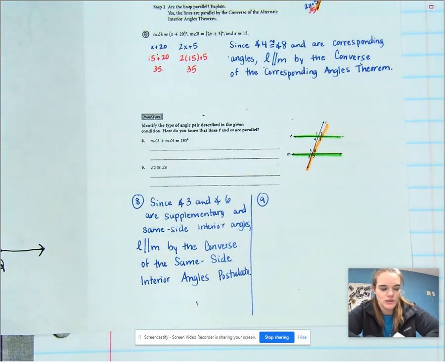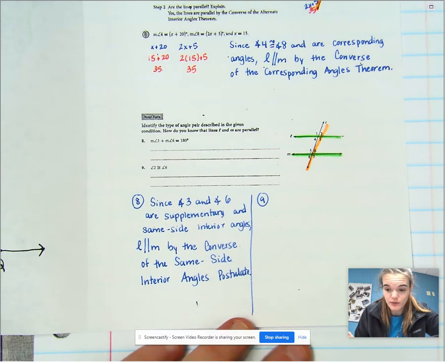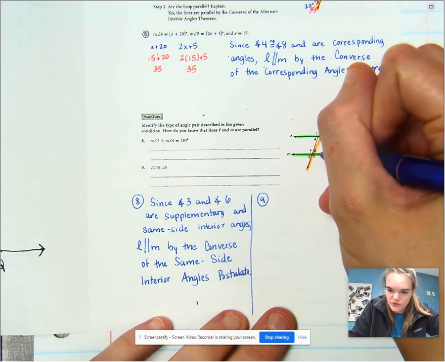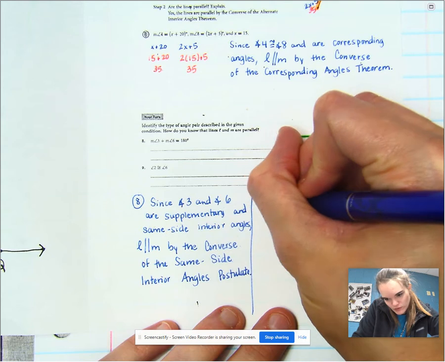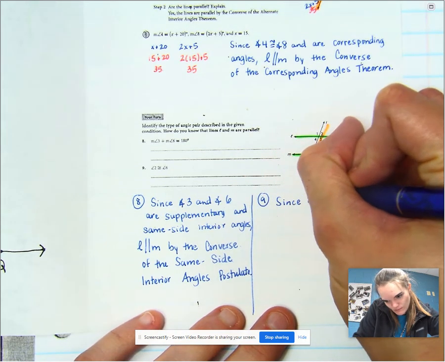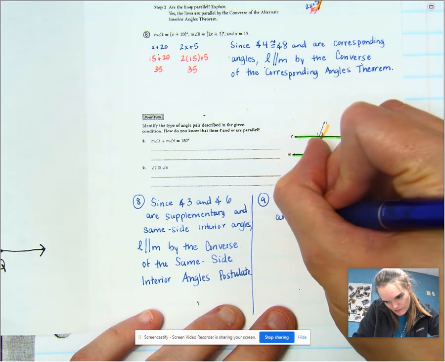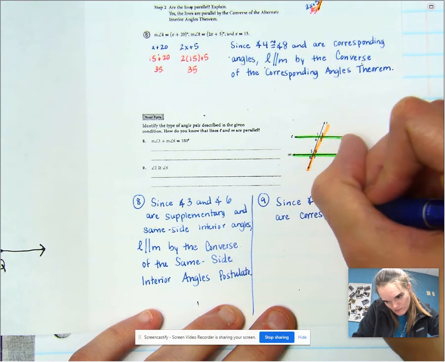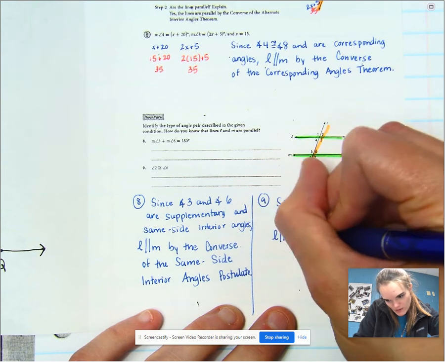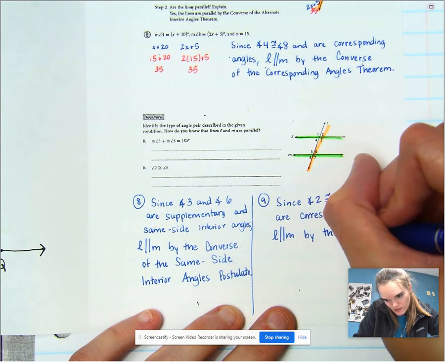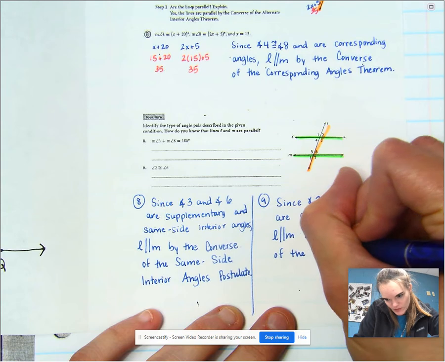Okay. Hope you did number 8. If you didn't, pause it now and do number 8. Number 9. If you did number 9, great. If you did not, pause it and do number 9. All right, 2 and 6 are congruent. 2 and 6 are corresponding, so they should be congruent. So since 2 and 6 are congruent and are corresponding angles, L is parallel to M by the converse of the corresponding angles theorem.